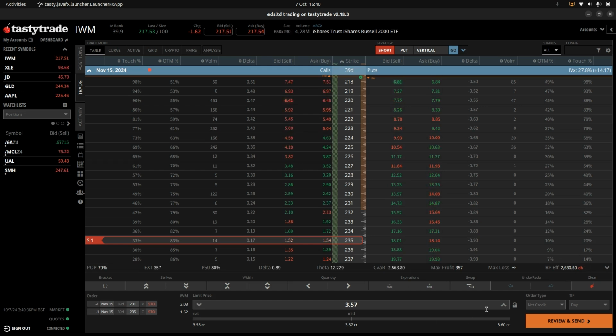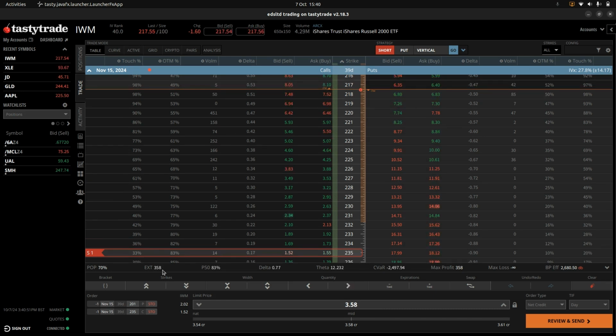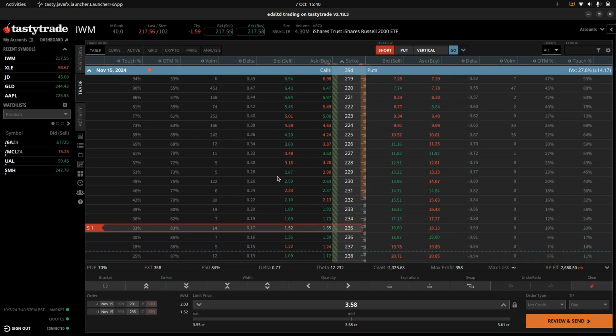Now, this is a pretty nice return on capital trade, especially for an ETF. It's got an implied volatility level of about 27.8 at the November 15th expiration. So all in all, this is looking like a very nice trade, very high probability of profit, $12 of daily theta decay. It is a limited risk because it's a naked position.